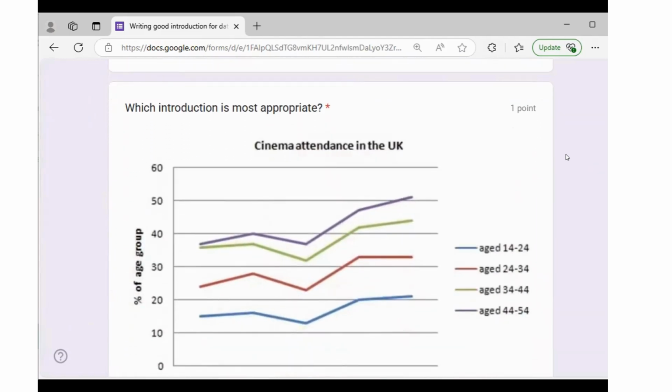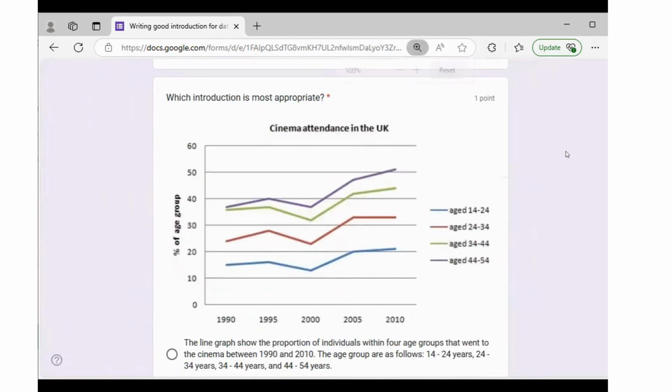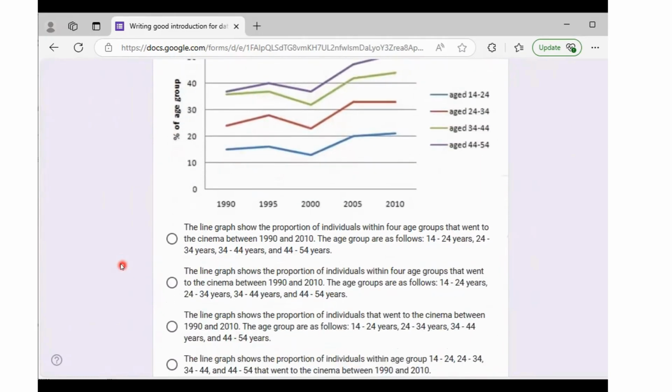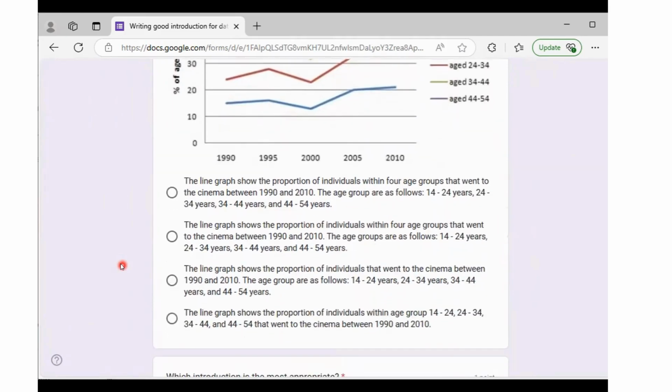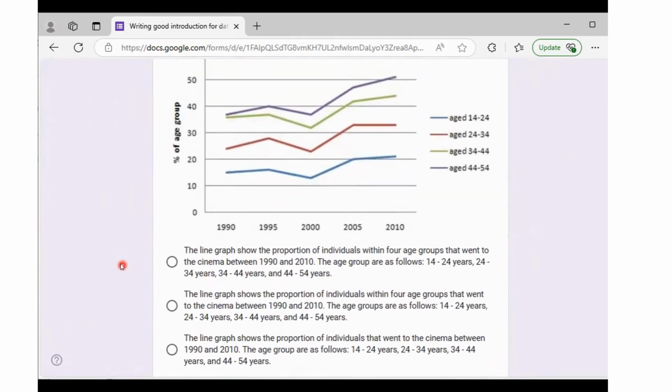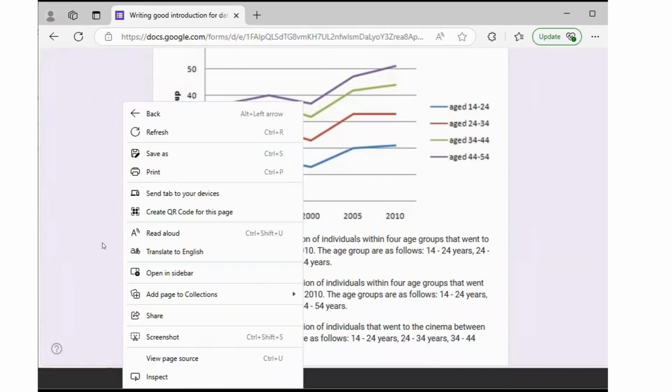Which introduction is most appropriate? Here we have a chart that shows cinema attendance in the UK. Notice it says percentage of age group. Now, look at it, the line graph, and look at the introductions. We are going to pick the one introduction that is most appropriate.